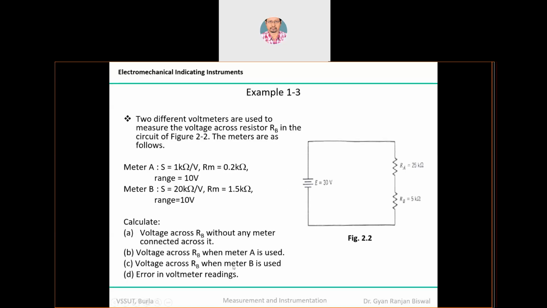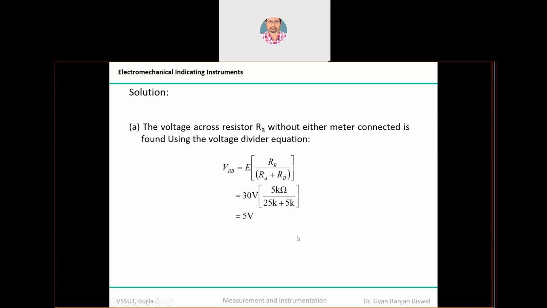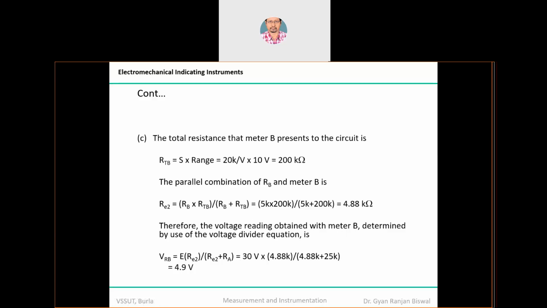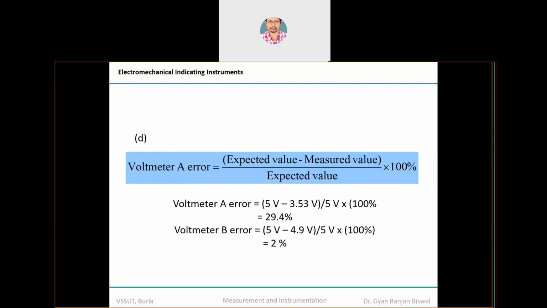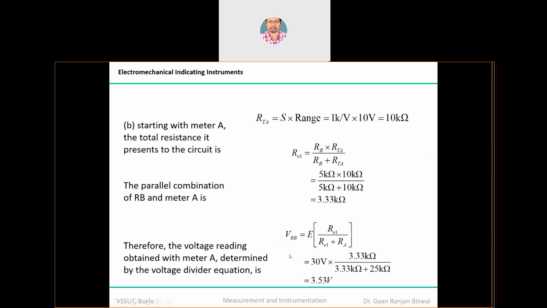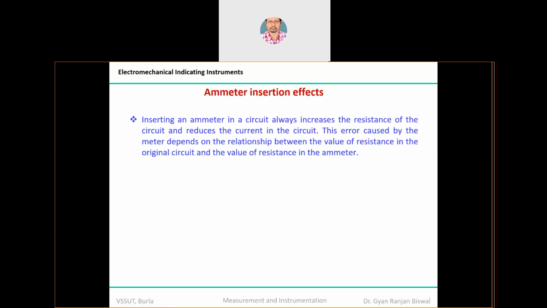Okay, errors in voltmeter. The two conditions are given: RA is equal to 25 kilo ohm, RB is equal to 5 kilo ohm. So what if the meter is connected across RA? What if the meter is connected to RB, and what is the error in the voltmeter? Remember RB is lesser than RA. So you see when RA is high, the voltmeter error is high, and when you apply the voltmeter across RB, the error is less. So it's a very, very important problem. Try to go through it.